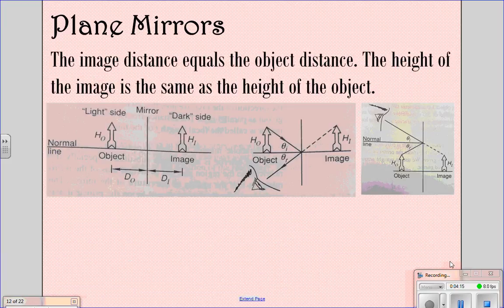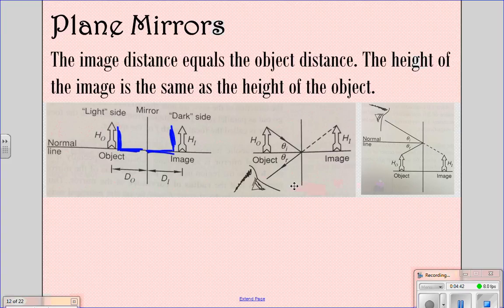So the image distance is going to equal the object distance whenever we have reflection. And so this is our mirror here, this is our object and this is our image. The distance here and the distance here are going to be the same. And likewise, the height of the image, this height here and this height here, are going to be the same.